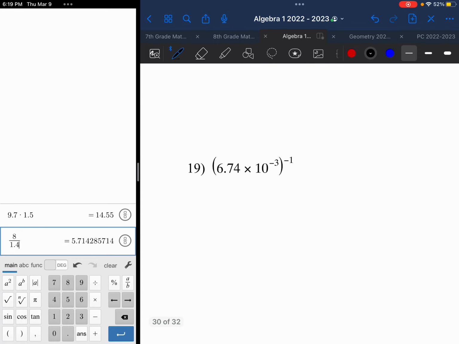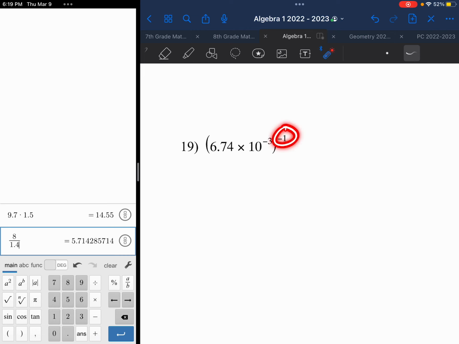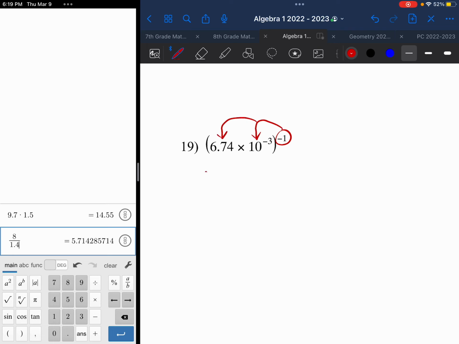All right. Number 19, whenever you have a power up here, this power is going to be distributed to each of the bases inside. So the way that I show my work is I say this negative 1 is going to go to this base and to this base, and I'm going to get 6.74 to the negative 1 times 10 to the negative 3, all of that quantity to the negative 1.